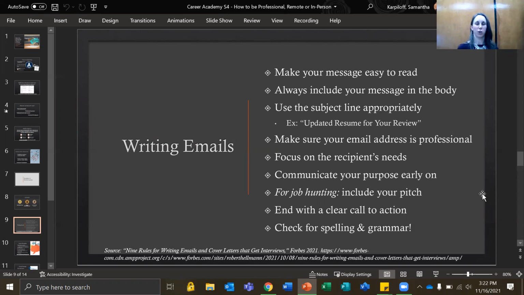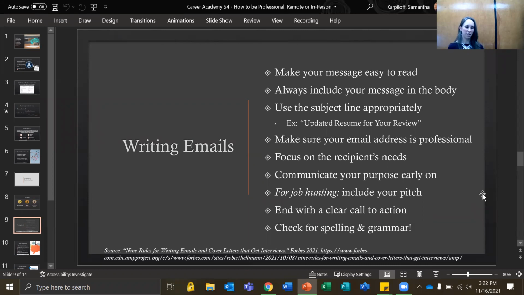You want to keep things short and to the point. Second, you always want to include your message in the body of the email. So don't use the subject line to type too much. Keep the subject brief, and then in the body of the email, write your message, and again, make it short.